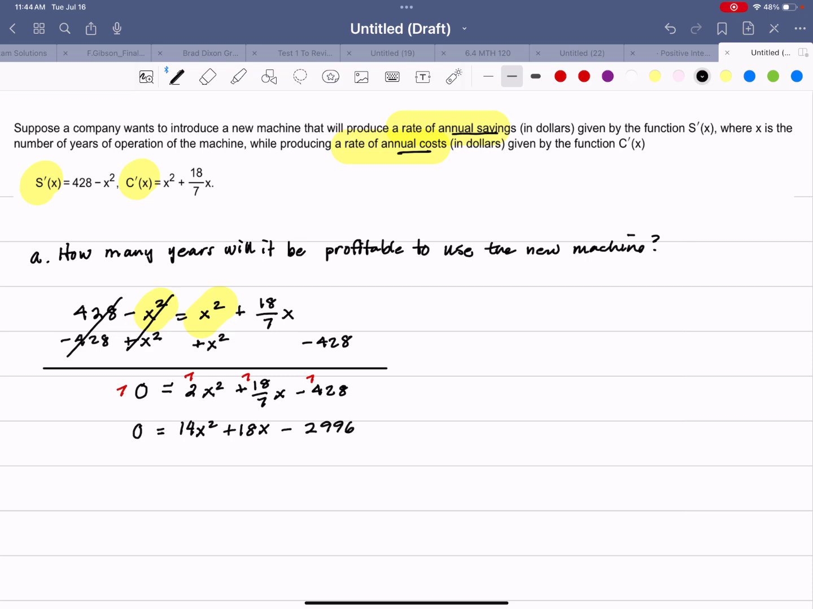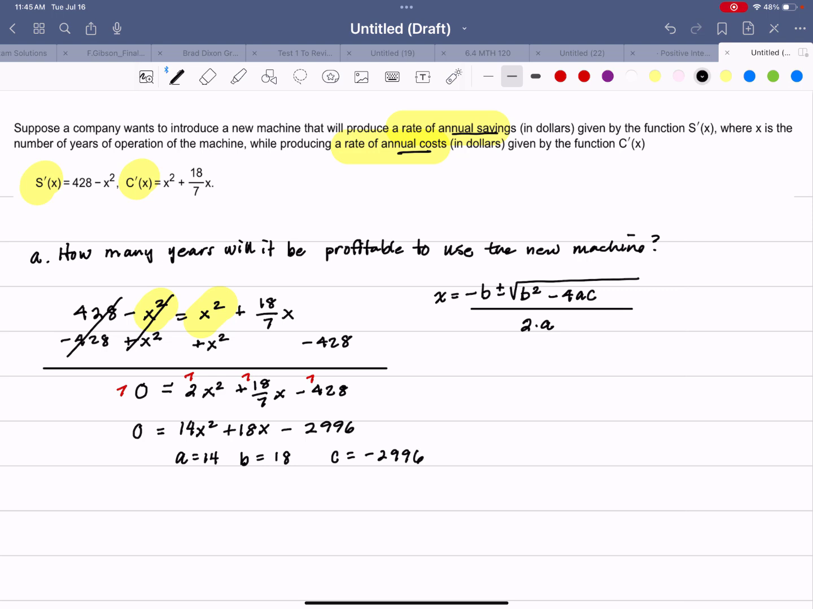Now, I could use the quadratic formula to do this rather than try to factor with all those giant numbers. So remember what the quadratic formula is. X is equal to the opposite of b plus and minus the square root of b squared minus 4ac, and then all of that is divided by twice a. So our a is going to be 14, our b is going to be 18, and our c is going to be negative 2996.